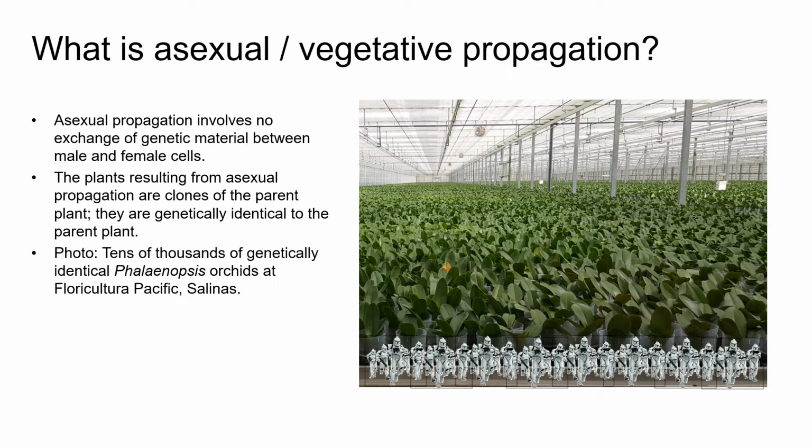You've read in Canvas that asexual propagation involves no exchange of genetic material between male and female cells, so all the resulting plants are genetically identical to the parent plant. They're clones, just like all of the Phalaenopsis orchids you can see on the right at Floricultura Pacific in Salinas.